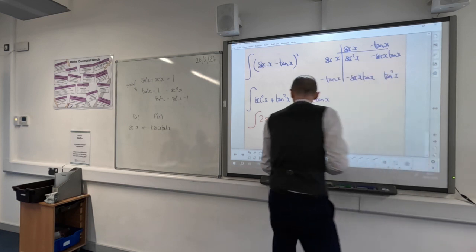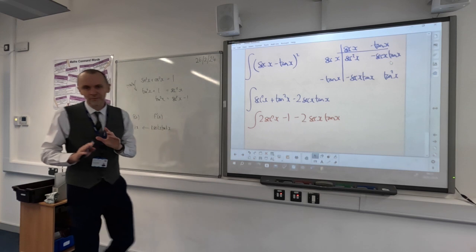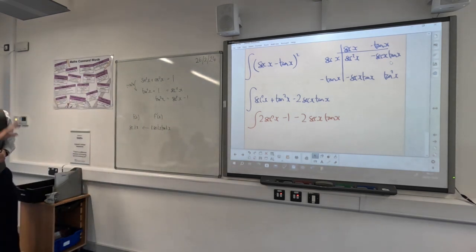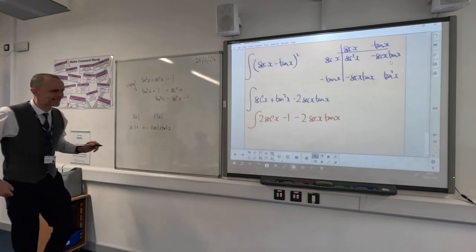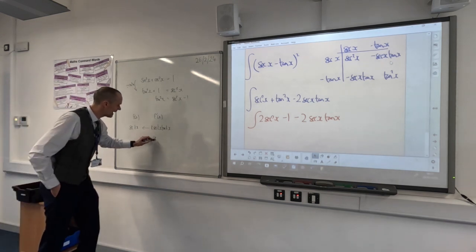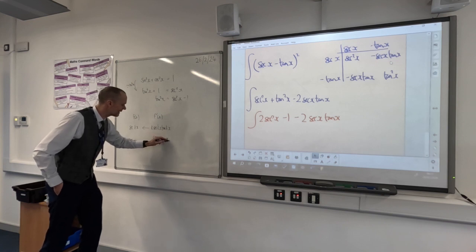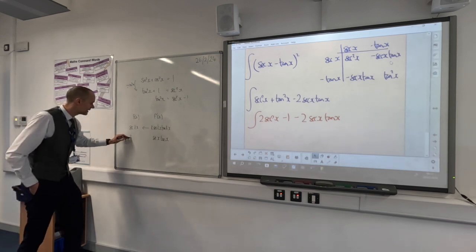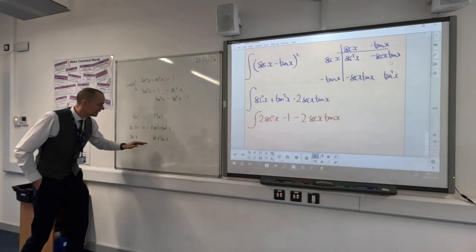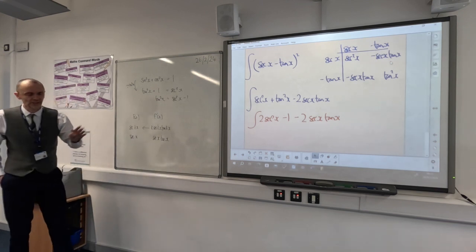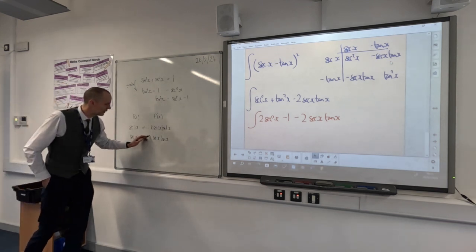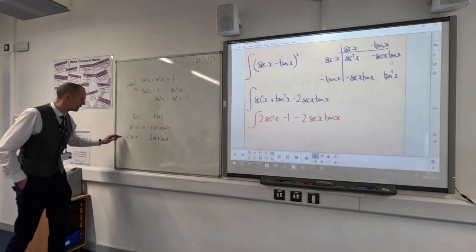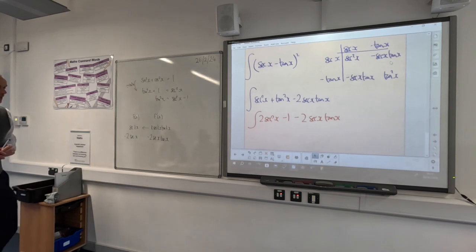So that's good news. And this term, well, rings a bell. It's on the formula sheet. It's not straightforward though, is it? So we know that sec x tan x becomes sec x divided by 1, so just sec x. And that means that minus 2 sec x tan x becomes minus 2 sec x.